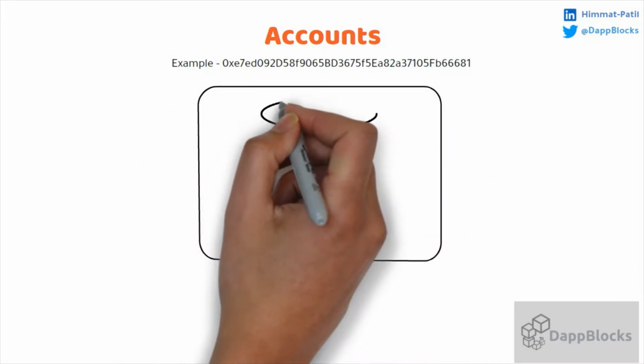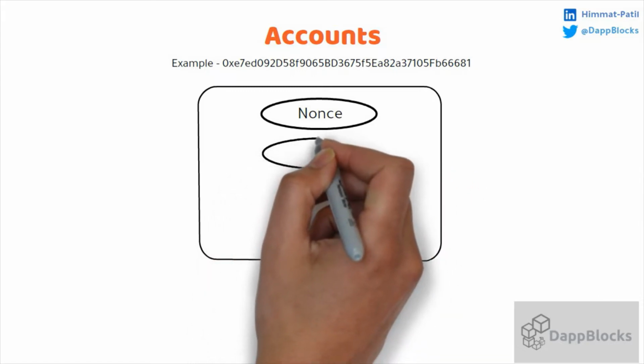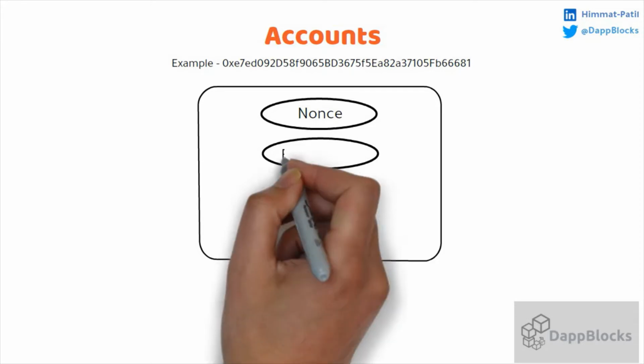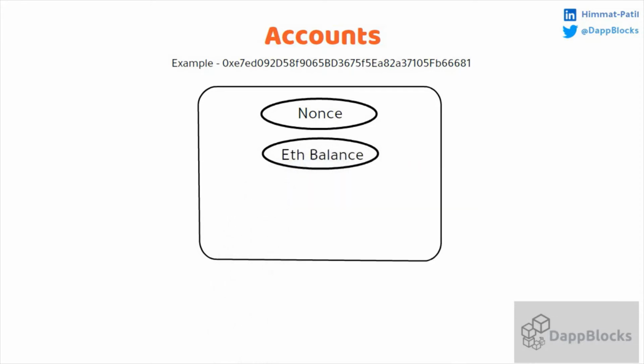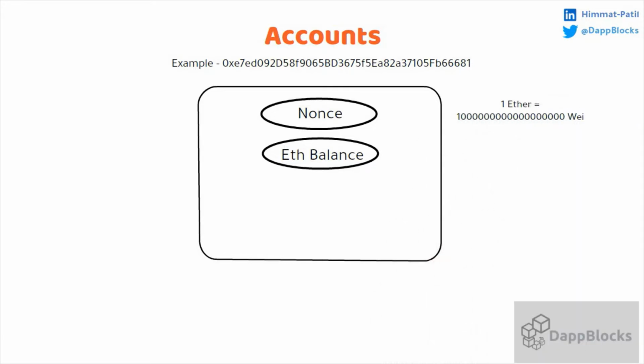First, nonce. Nonce is a counter that indicates the number of transactions sent from an account. With every transaction, it is incremented by 1. Second, ether balance. Ether balance is the number of Wei owned by this account. 1 ether is equal to 1 and 18 zeros Wei. Ether is a cryptocurrency associated with Ethereum.